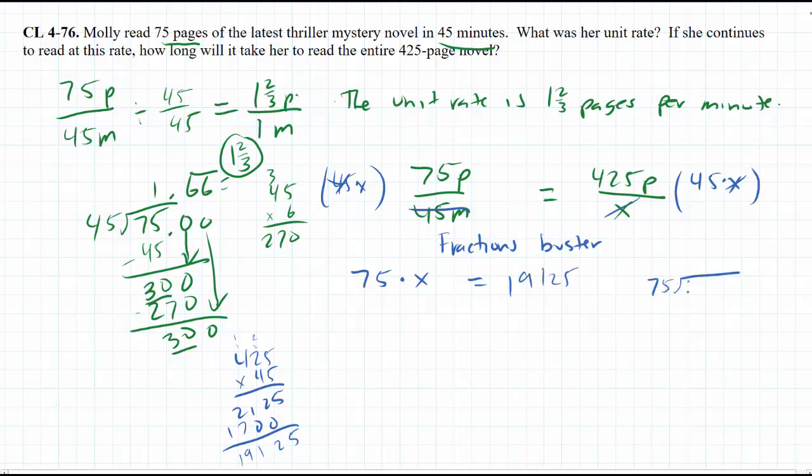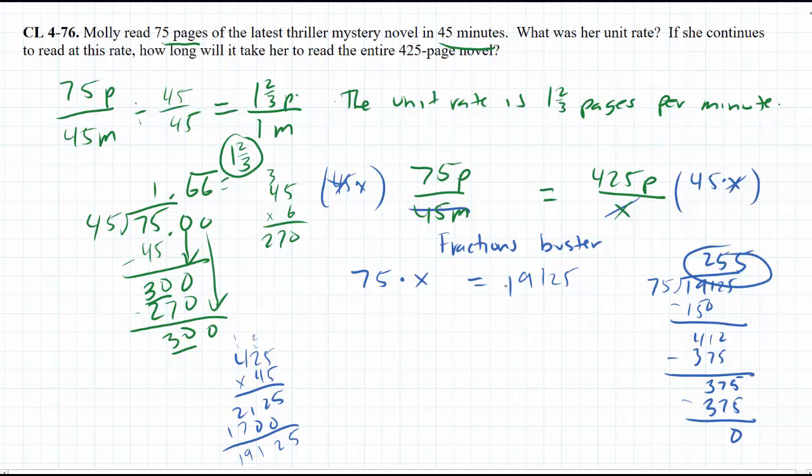75 divided into 19,125. 75 will go in 2 times. 2 times 75 is 150. This is 41, and we'll drop the 2. Let's see, 75, 150, 225, 300, 375. So that's 5 times. 5 times 75 is 375. 412 minus 375 is 37. Drop the 5, and we talked about how that was 5 times. 5 times 75 is 375.